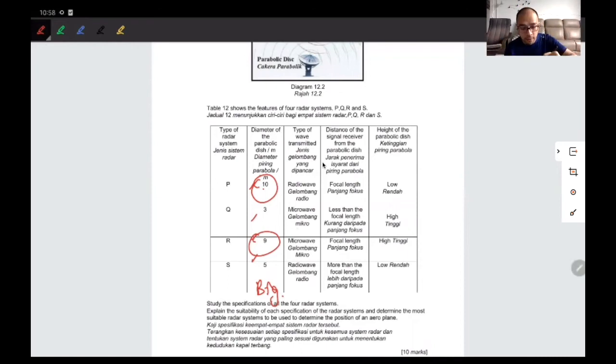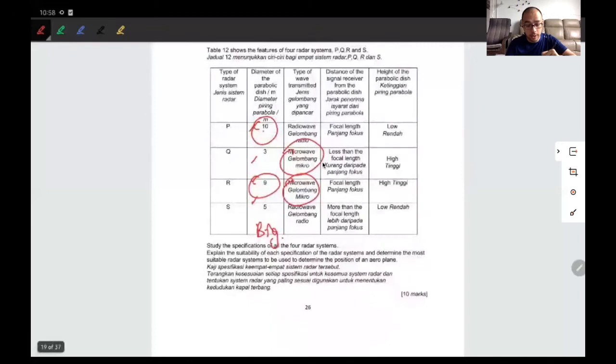Type of wave transmitted: you want it to be microwave or radio wave. Obviously we want it to be microwave. Microwave is high energy. So I'm going to write down here: microwave is high energy or high frequency. Either one of these is an acceptable answer. If you know both, then give both.